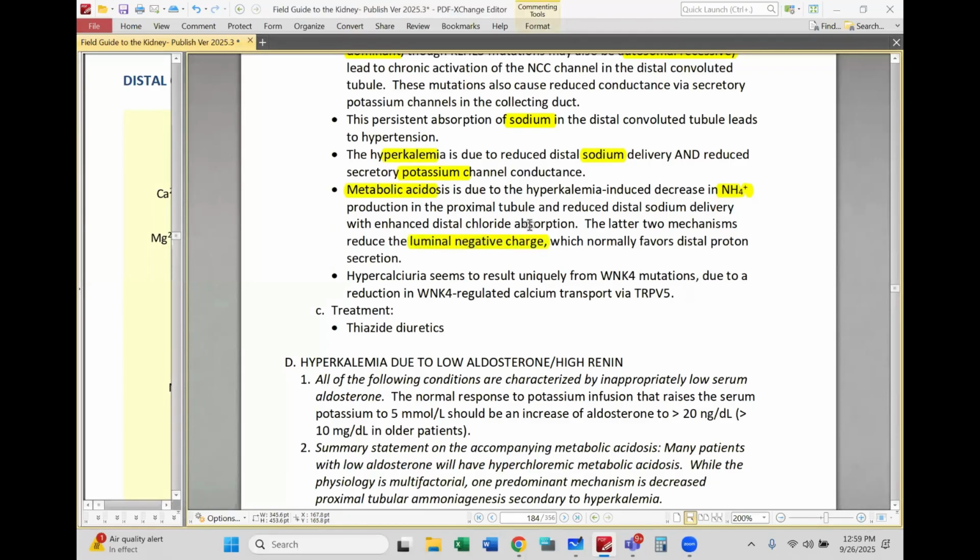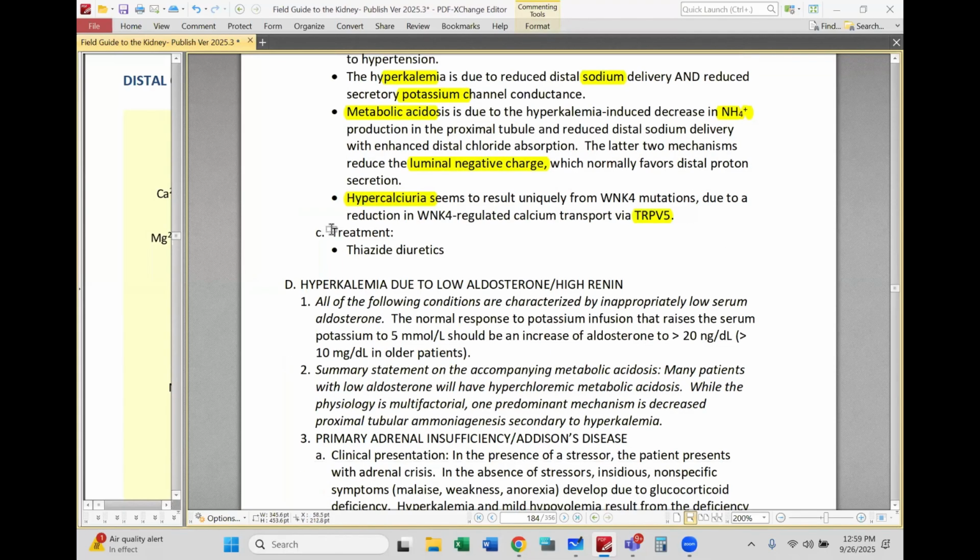The reduced lumen negative charge would cause a tendency to metabolic acidosis. And then the hypercalciuria may involve some regulated TRPV5 activity. Treatment is often sort of grounded on thiazide diuretic therapy, right? If much of this is because of upregulation of NCC, well, let's block NCC. And the hypertension should get better, the hyperkalemia should get better, and some of that metabolic acidosis should get better. This is actually well described in animal models of pseudohypoaldosteronism. Thiazide diuretics essentially rescue the phenotype.